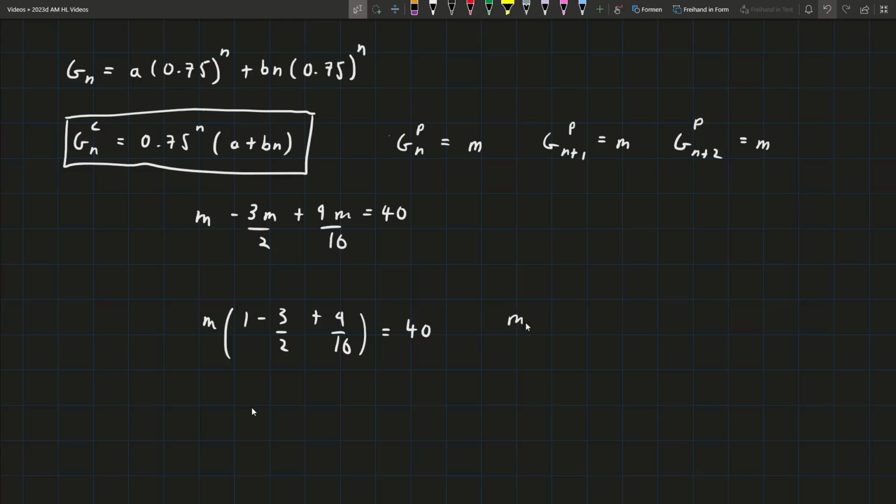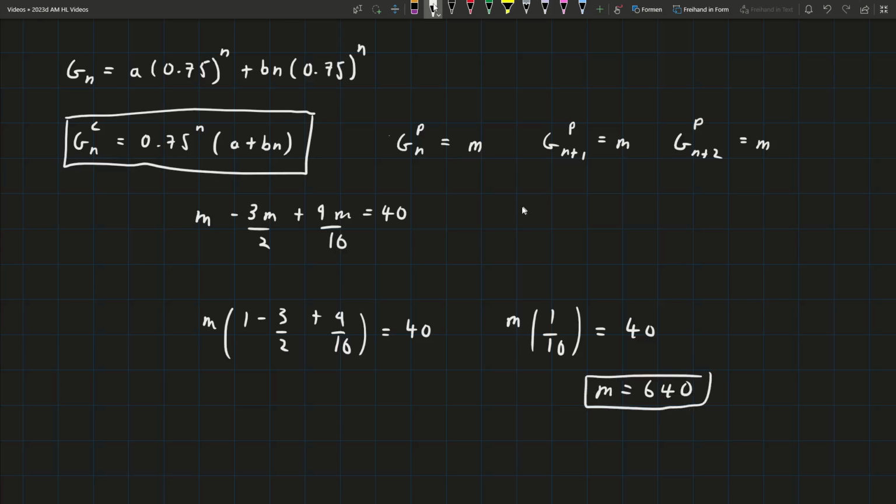We could just do m equals 40 divided by that stuff, or we could just figure out what's in the bracket. When we do that, we end up getting m times 1 over 16 equals 40. Multiplying both sides by 16, we get m equals 16 times 40, which is 640. And that's going to be our particular solution, because remember, our particular solution was just equal to m, so our particular solution is just 640.